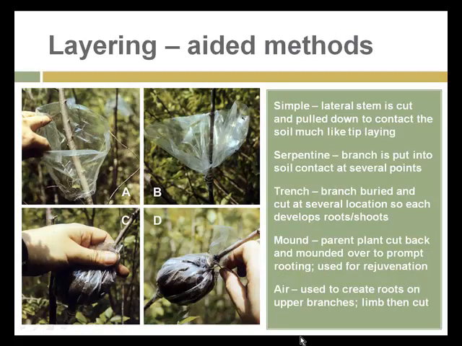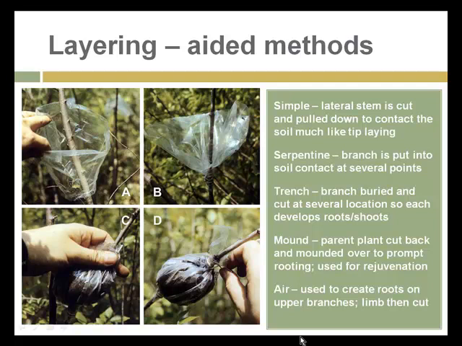One of the plants that is particularly receptive to air layering is the rubber tree. And in plant propagation class, we will be doing air layering using a rubber plant or a jade plant. But other methods of layering include simple, serpentine, trench, and mound layering. But in each case, parts of the parent plant are put in the soil, where they can root and establish new plants. That's the idea of layering.